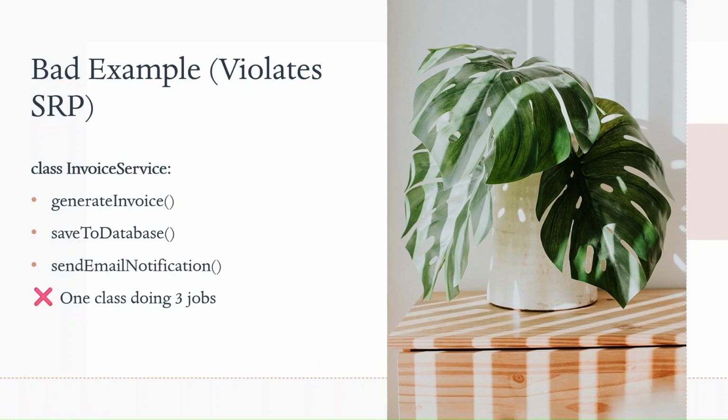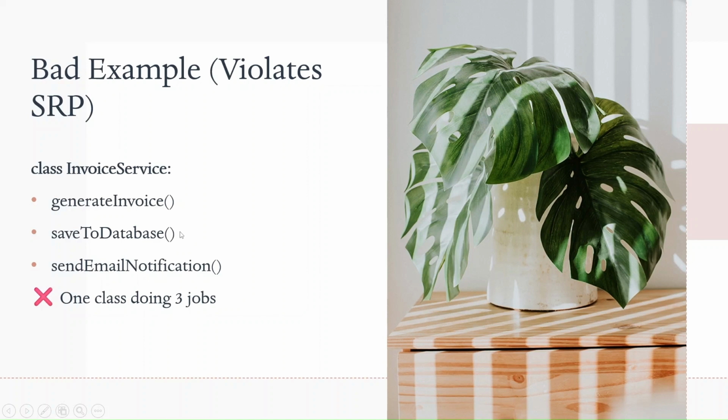So if we talk about a bad example, let's talk in terms of classes. Over here we have an invoice service class. If you look at the invoice service class methods, you can see multiple methods. The first one is generate invoice, which is right. Invoice service can have a generate invoice method. The second one is save to database.